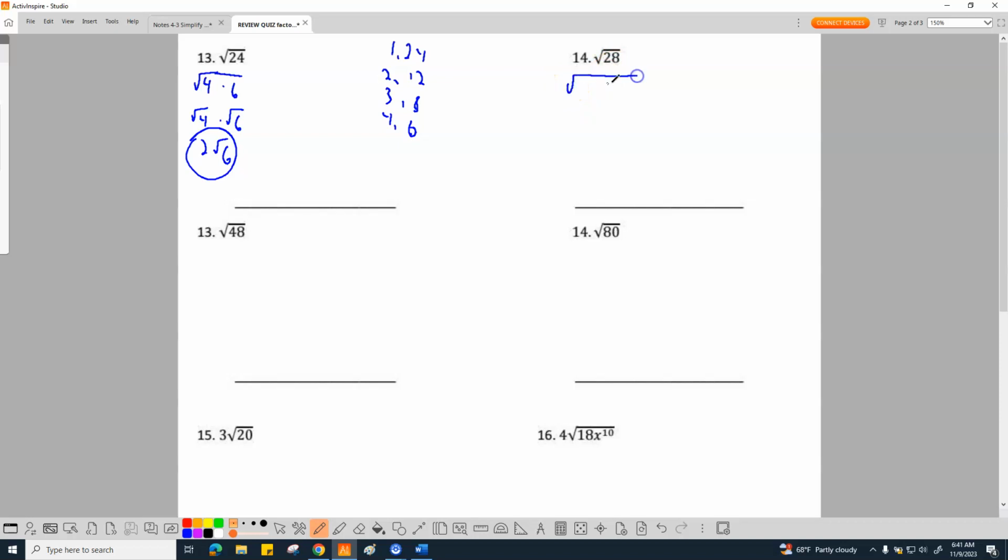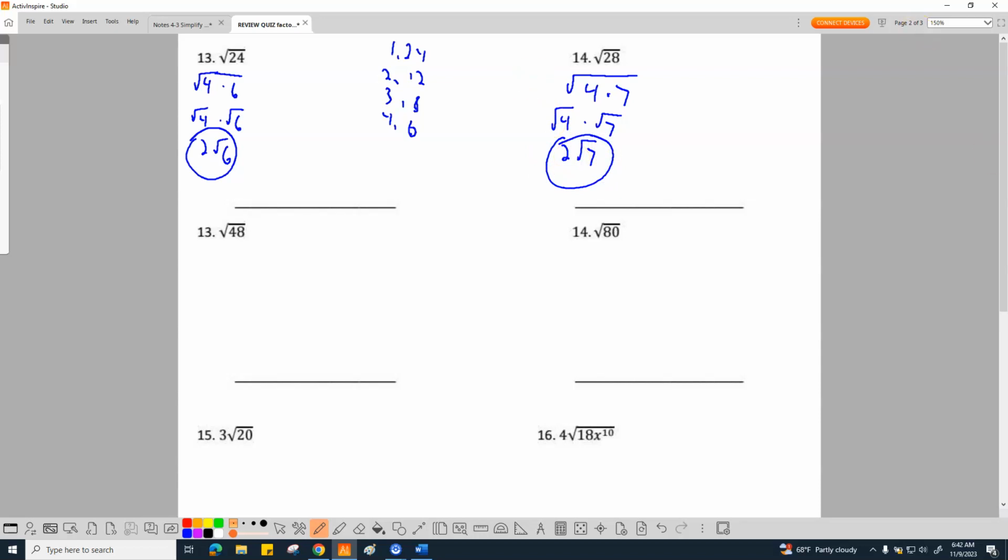Same thing with 28. I'm going to split this up into 4 times 7. For those who are lost, 4 times 7 is 28. And then based on the rules of radicals, since these are multiplications, I can split them up into their own separate houses. Square root of 4 is 2. And then I can't do anything with square root of 7. So there we go.